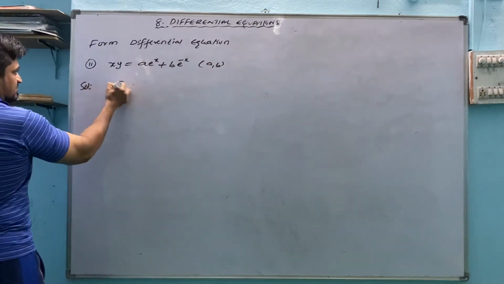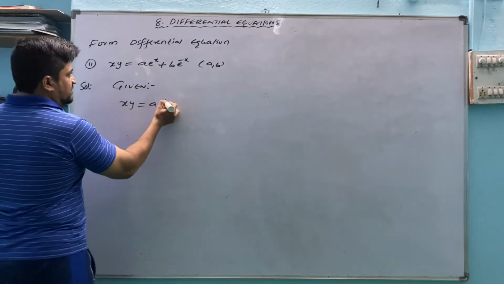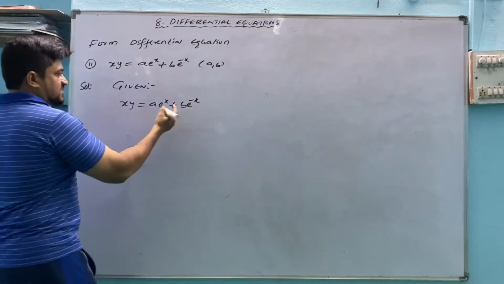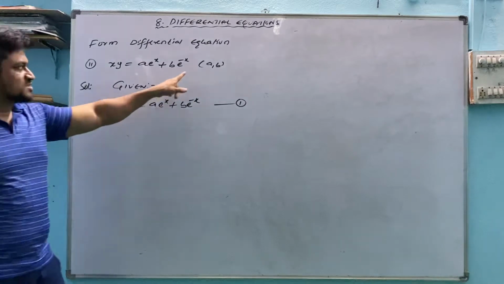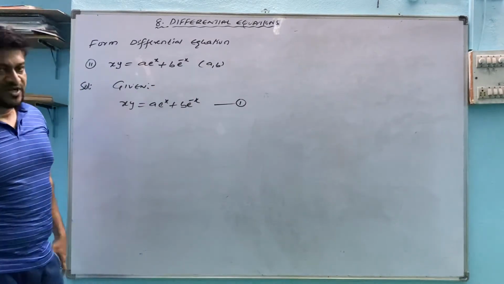Given xy equals a into e power x plus b into e power minus x. This is equation 1. How many times can we differentiate this one? Because two parameters a and b, two constants, are given, we can differentiate this one 2 times.